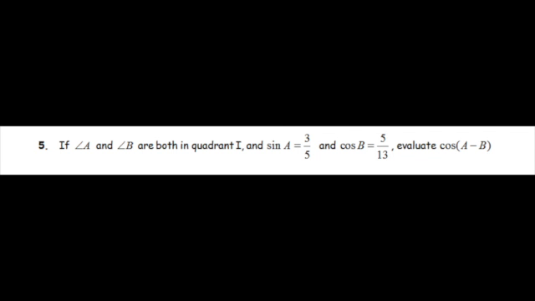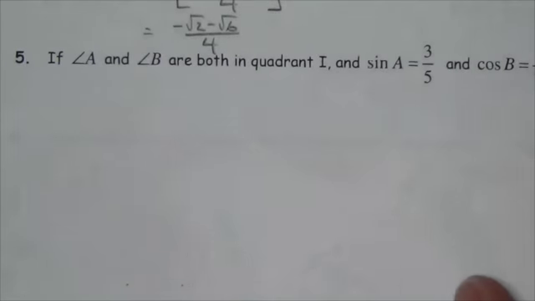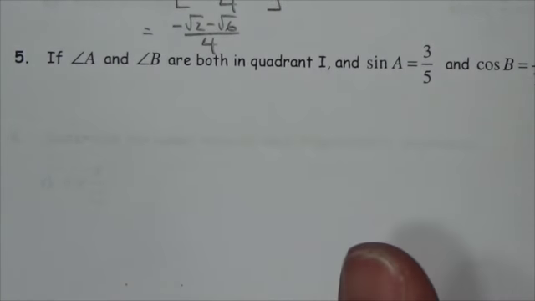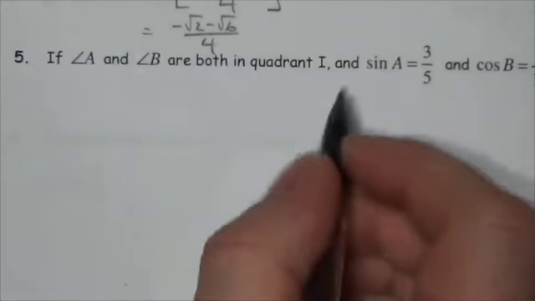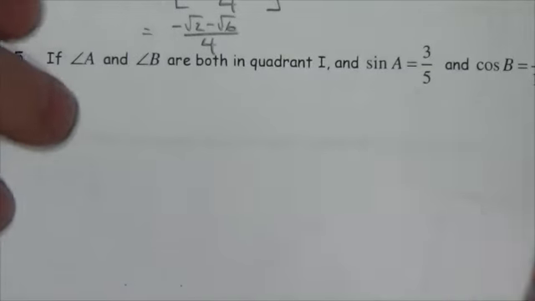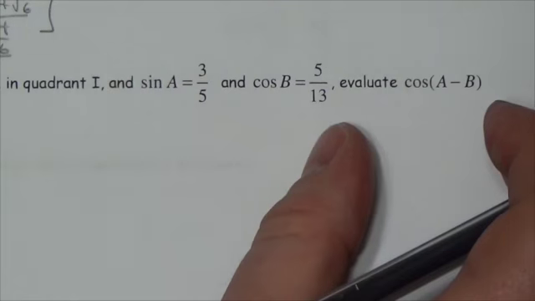If angle A and angle B are both in quadrant 1, and the sine of A is 3/5 and the cosine of B is 5/13, evaluate the cosine of A minus B. Okay, I like this question. I really do. If I was going to come up with a diploma question from identities, I like this question because it hits a couple of outcomes simultaneously. It's wonderful. Okay, so A and B are both in quadrant 1. Then you were told what sine of A is, what cosine of B is, and then you're asked to evaluate the cosine of A minus B.